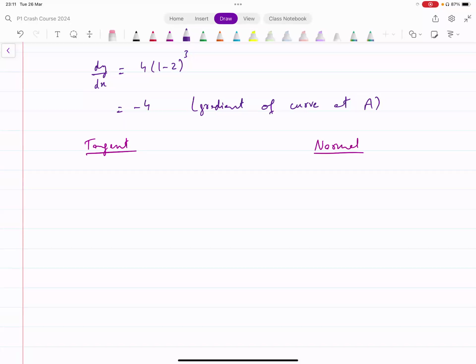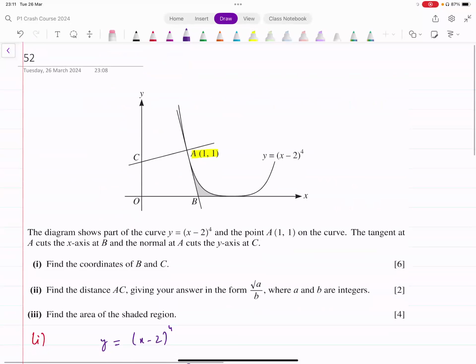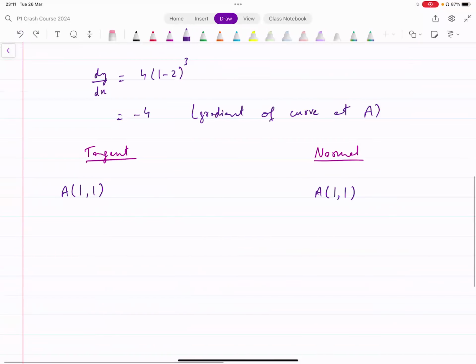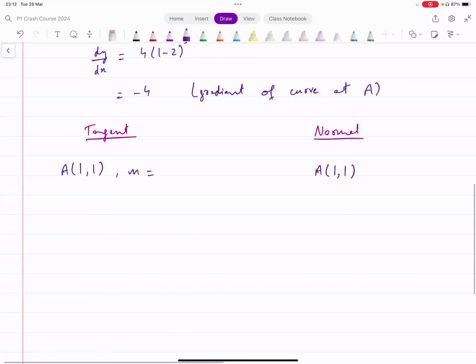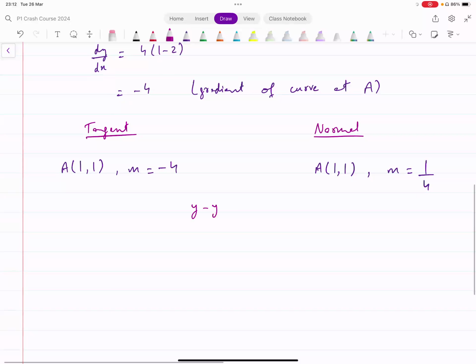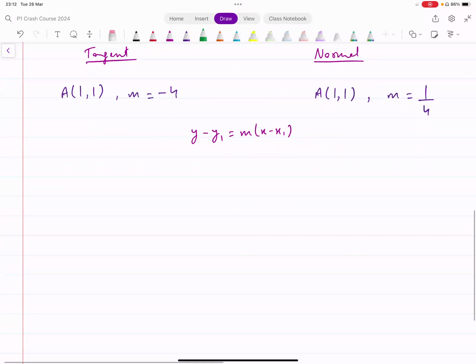So we have a point A, which had coordinates 1 and 1. That's common between the tangent and the normal, right? What about the gradient of the tangent? Gradient of tangent is the same as the gradient of the curve at that point. That's -4. And the gradient of the normal is negative reciprocal of that. So change the sign, take reciprocal, that's going to be 1/4. Now just use the standard form y minus y1 equals m into (x minus x1) to write down both equations.